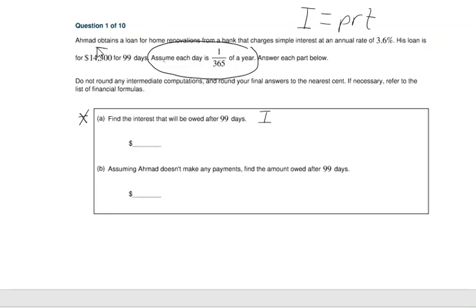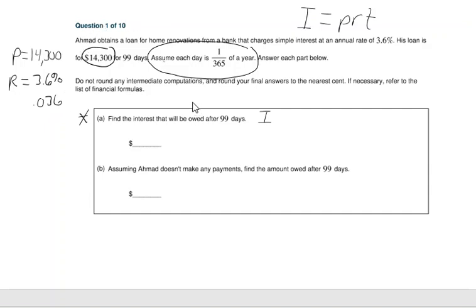Now let's go back to our question. It says that his loan is for $14,300, so that means our principal is $14,300. Whatever question you have, you want to use this same process: identify all of your given information. Then it says simple interest rate of 3.6%, so that means the R is 3.6%, and we want to change this to a decimal, so that would be 0.036 to be able to use it in our formula.